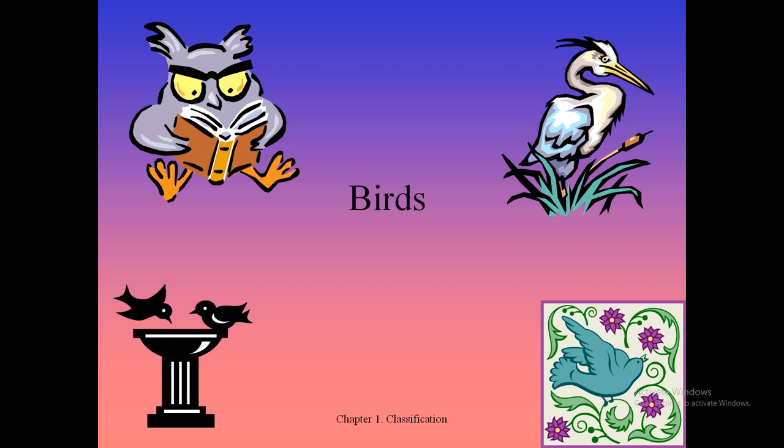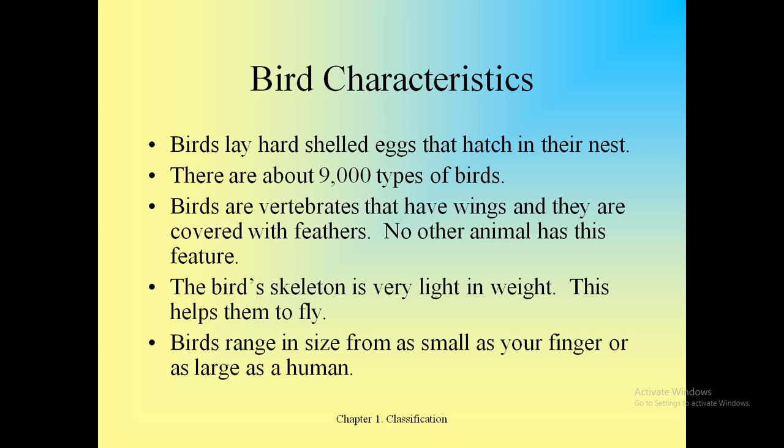Birds. Characteristics of birds: birds lay hard-shelled eggs that hatch in their nests. There are about 9,000 types of birds. Birds are vertebrates, they have wings and they are covered with feathers. No other animals have this feature. Their bodies are covered with feathers to give them less weight, which helps them in flight, and they have wings for flying.